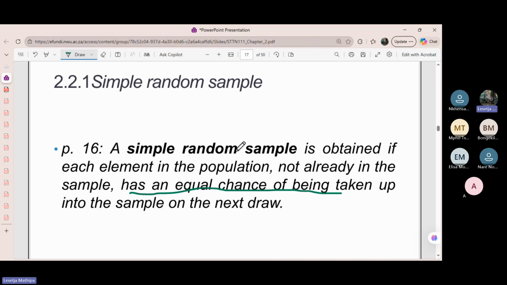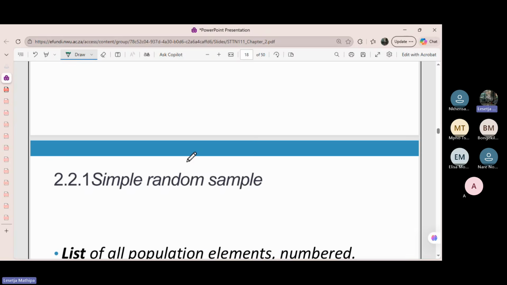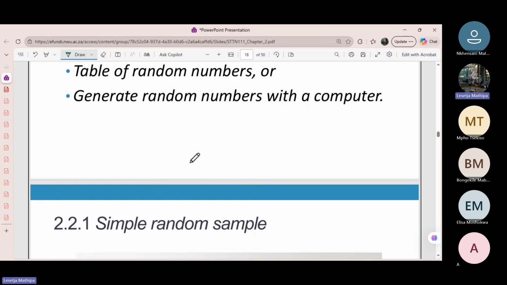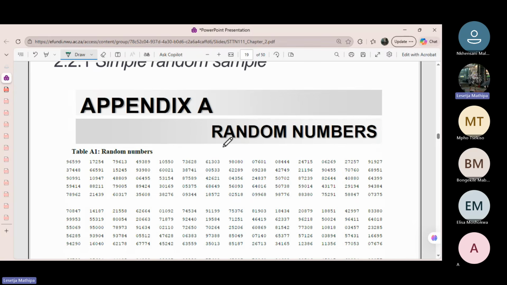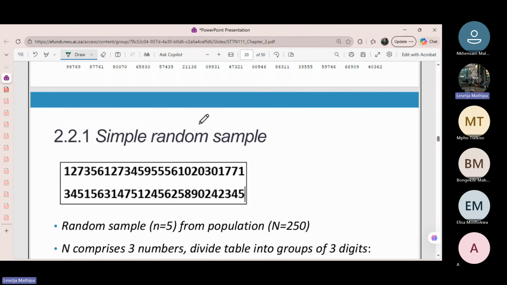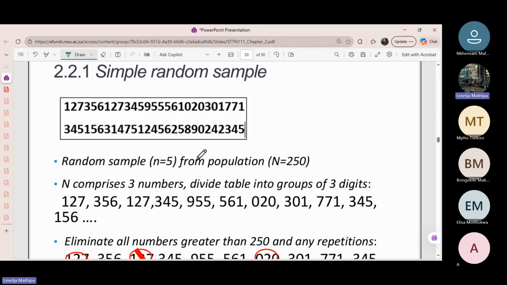Remember, with simple random sampling, we deal with random numbers. Okay, let's see. So here, you list all population elements, numbered. Then you use a table of random numbers, or they will give you the random numbers. This is the table that you guys will be given, but they will tell you if they want you to use this table. Let's look at this example here. I hope you can all see this example.